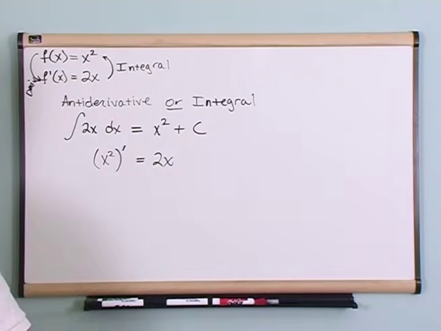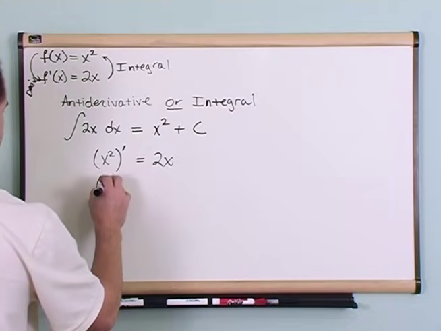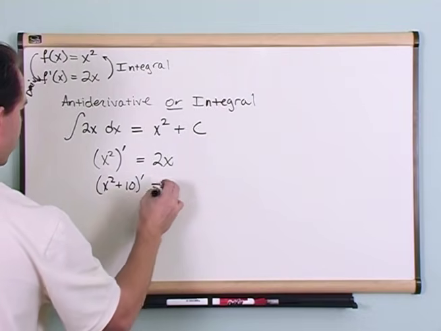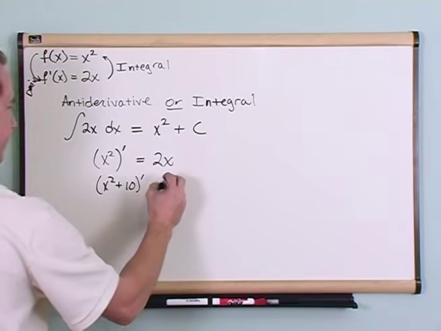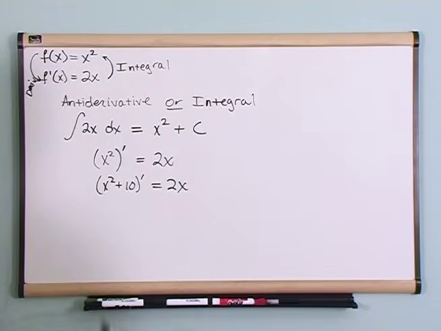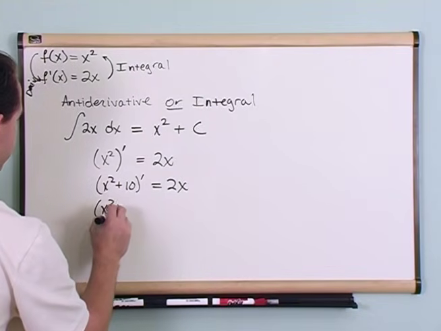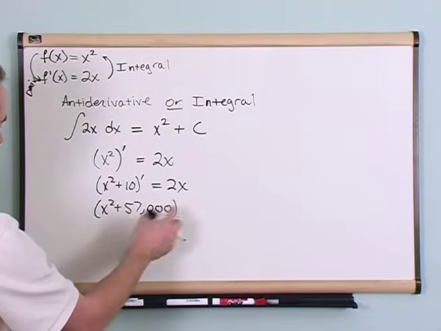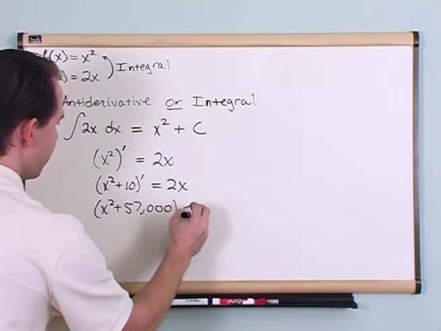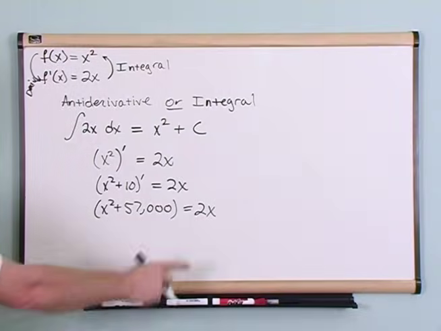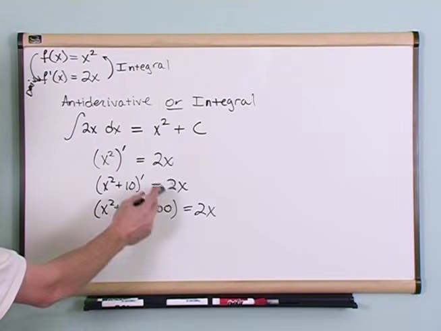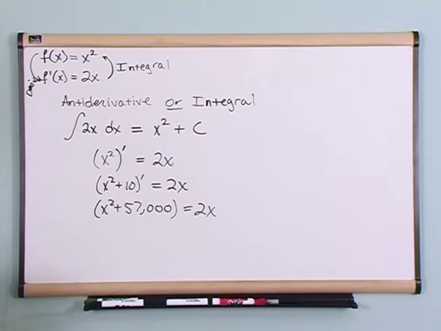Okay? So the derivative of x squared is 2x. Now look here. The derivative of x squared plus 10, what's this equal to? Well, it's equal to 2x. What is the derivative of x squared plus 57,000? Well, again, this is a constant, so it goes away. So every time I take the derivative of this function here, which we're saying is kind of the answer, I get the same thing back, 2x in all cases.